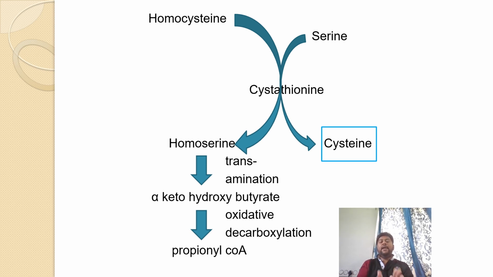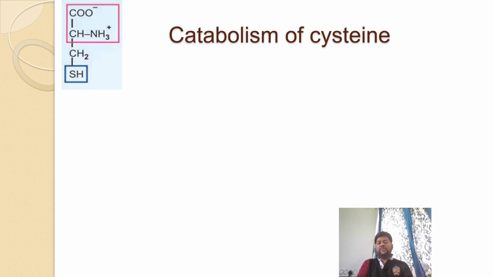Okay, that is why methionine is also called a glucogenic amino acid. Based on the catabolism, methionine is classified under glucogenic amino acids. So this is how methionine is catabolized, and during the same process, the sulfur atom is donated and cysteine is synthesized. Next, we will see how this cysteine undergoes catabolism in our body.